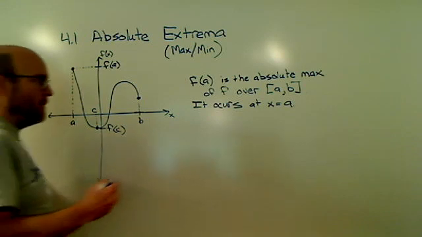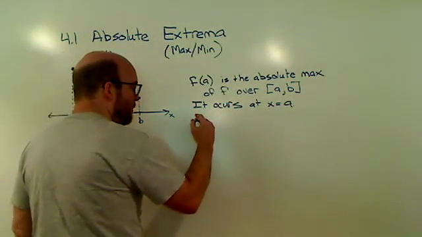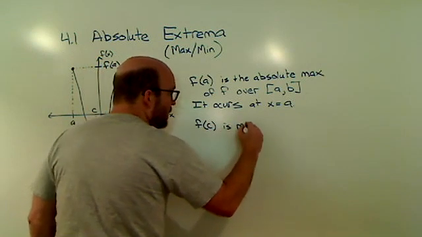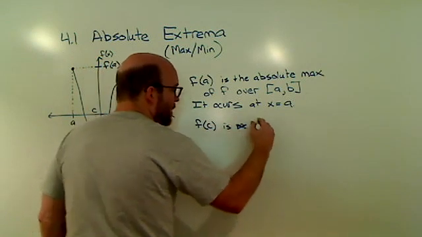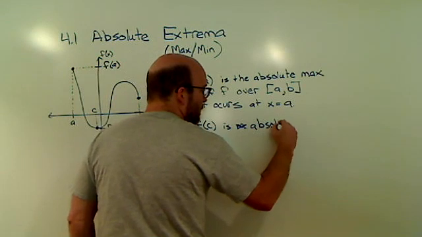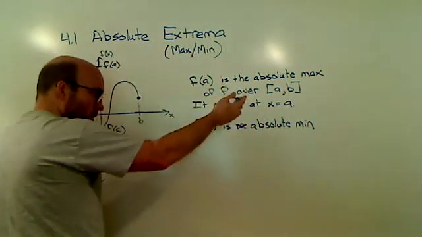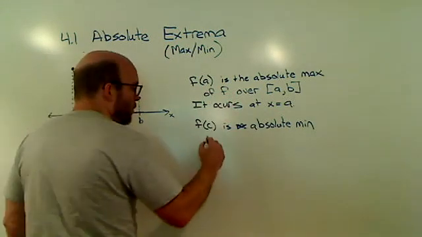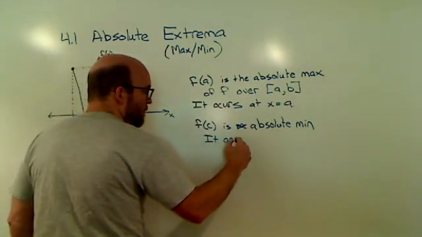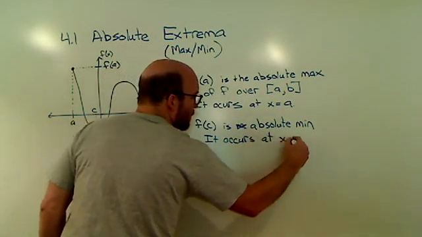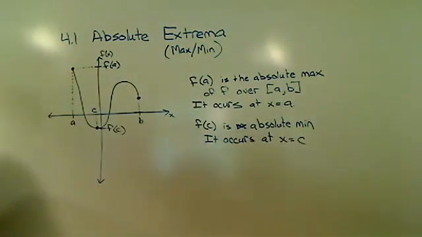And so there's not going to be a whole lot of difference of what I'm writing here, but f of c is the absolute minimum over that same interval. And of course, if you wanted to expand on that and make sure it's absolutely clear to everybody that it occurs at x equals c. And so intuitively, this is not the most tricky idea in the world.